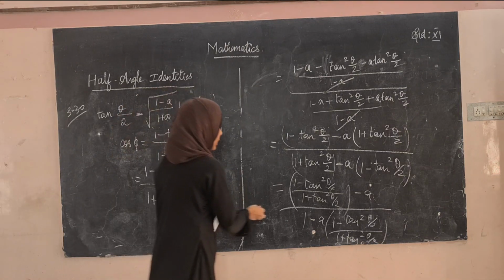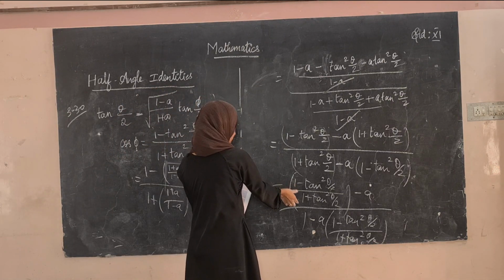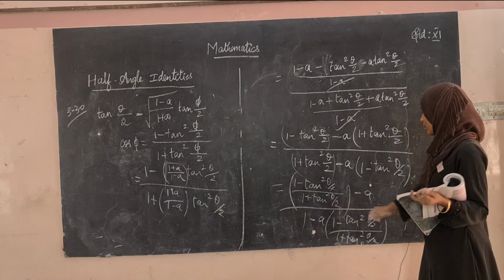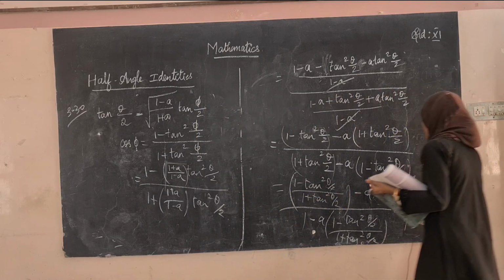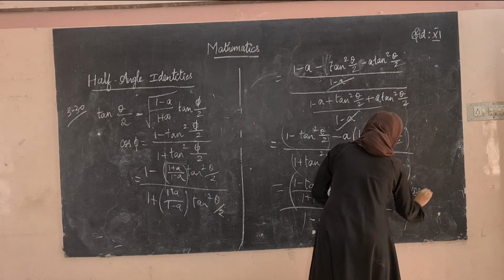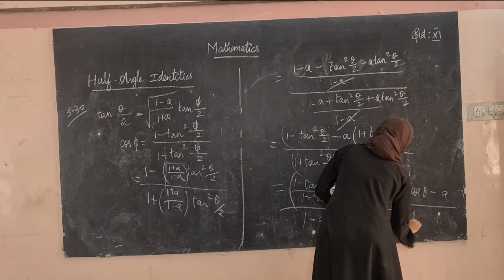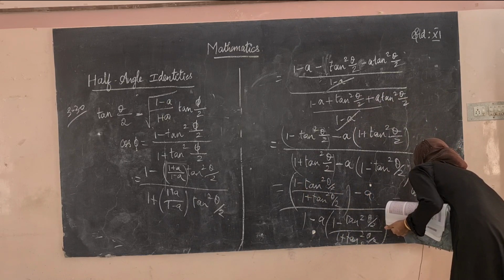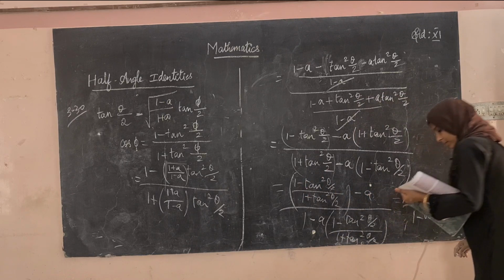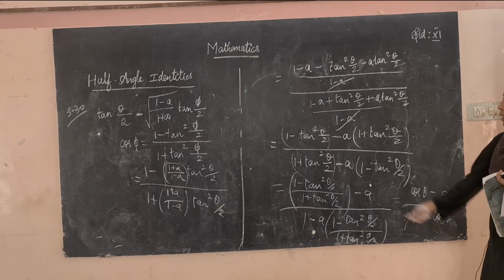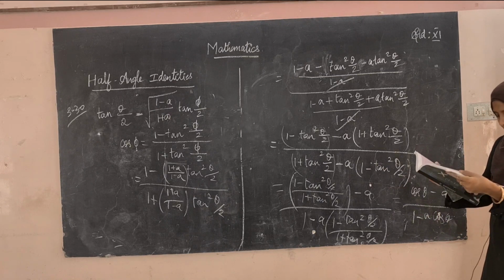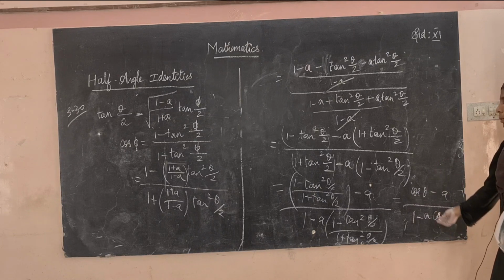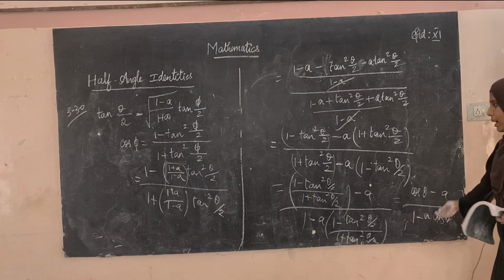Okay, now see, 1 minus tan square theta divided by 2 divided by 1 plus tan square theta divided by 2 is the formula of cos. So this can be written as cos theta minus a divided by 1 minus a into cos theta. Yes, this is what we have to prove, right? So cos phi is equal to cos theta minus a divided by 1 minus a into cos theta. This is what we have to prove.